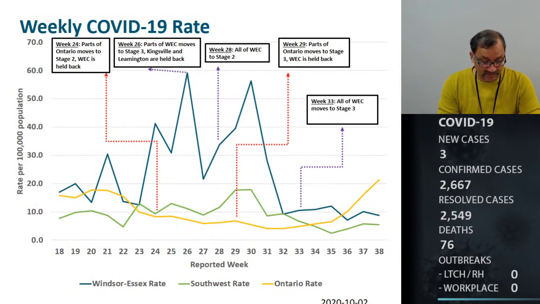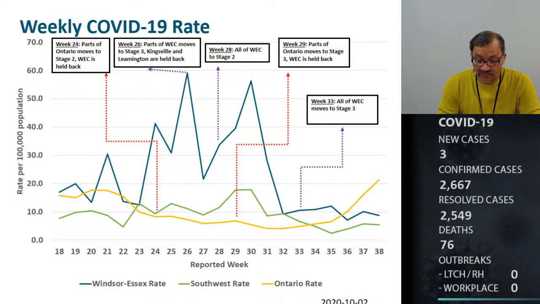So, a similar graph trying to compare the weekly COVID rate with the rest of the province and with the rest of southwestern Ontario. As we can see, our case rates remained continually high throughout the summer, and especially in the months of June and July. But right now we're seeing it going downwards.